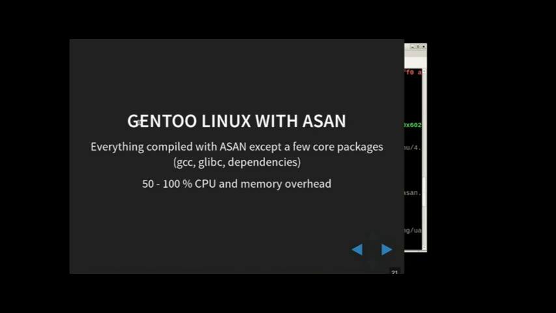You have some problems if you want to compile glibc with it, because what essentially it is doing is intercepting the memory allocation functions of glibc, and if you use it with glibc, then you will get some weird dependency conflicts. And GCC also didn't work because it's compiling these base functions that it adds in executables. So I had to exclude those and a few more core dependencies, but for the rest of the system, everything was compiled with Address Sanitizer. It is slow and it takes a lot of memory, but it is possible to run.